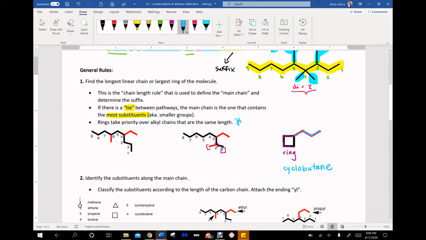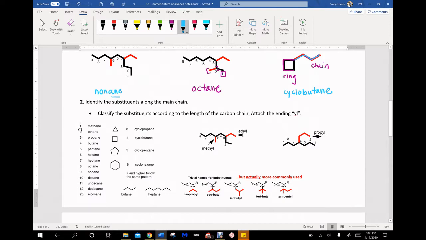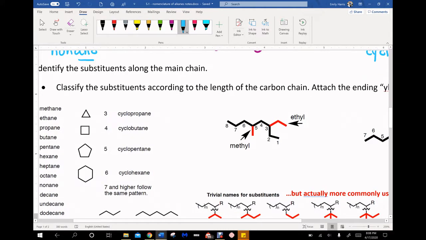All right. So now that we've practiced naming our basic parent chain or main chain, let's go ahead and practice filling in the substituents or the groups. Again, like we talked about, you number your carbons so that your first carbon is closest to the next substituent. Then, when we're trying to decide what the substituents are, we want to classify them according to the length of the carbon chain.